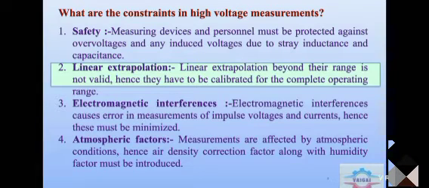Then the next one is linear extrapolation. Linear extrapolation beyond the range is not valid. Hence, they have to be calibrated for the complete operating range. So it is the second factor, that is the second constraint for high voltage measurement.